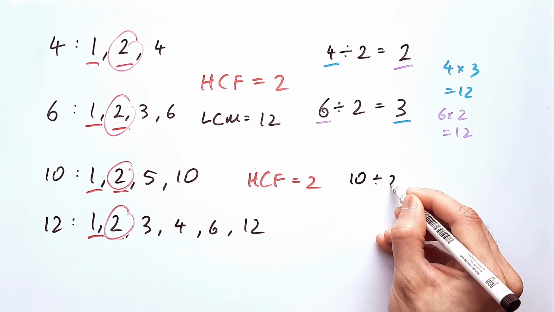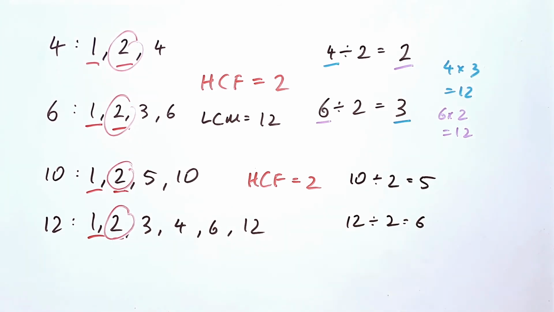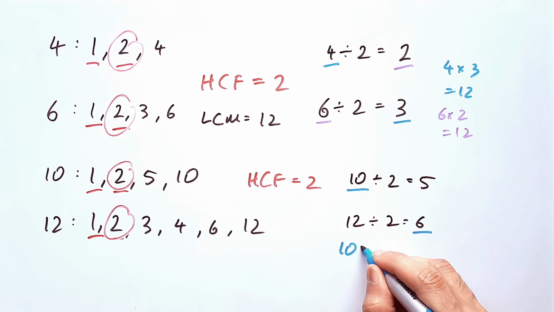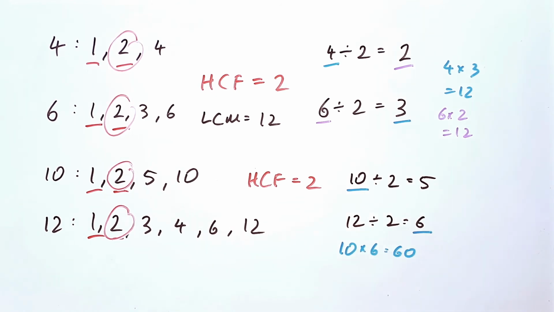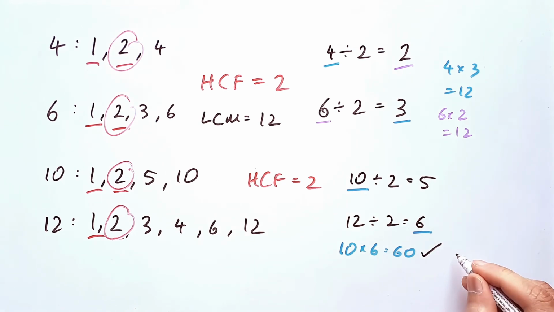So when 10 divides by 2, we get 5. When 12 divides by 2, we get 6. And you can either take 10 multiply 6 or take 12 and multiply 5. It shouldn't really matter. Either way, let's go with 10 times 6. That will give you 60, which is your lowest common multiple. 12 times 5 also gives you 60, and so that checks out.